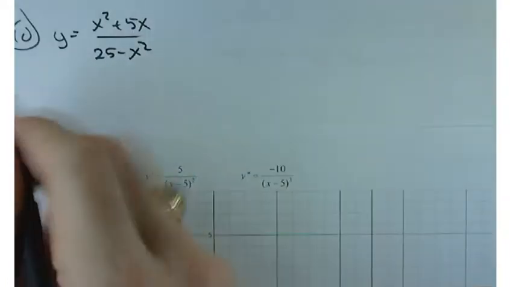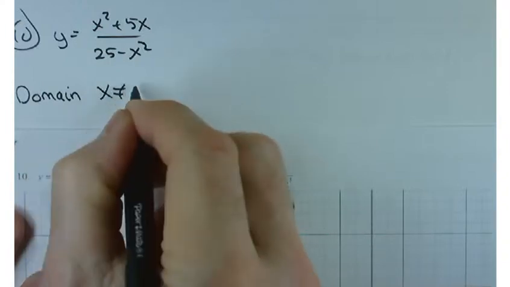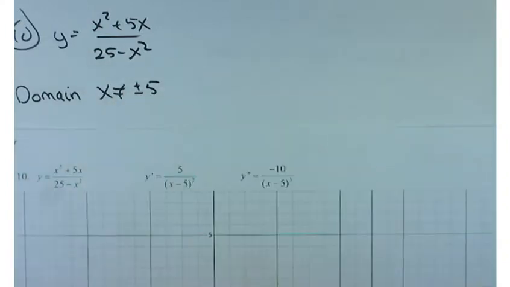So our domain is x not equal to plus or minus 5. So we're just going to throw those out. Those aren't part of our domain. You can't have critical points there. You can't have inflection points there. It's just not in the graph.